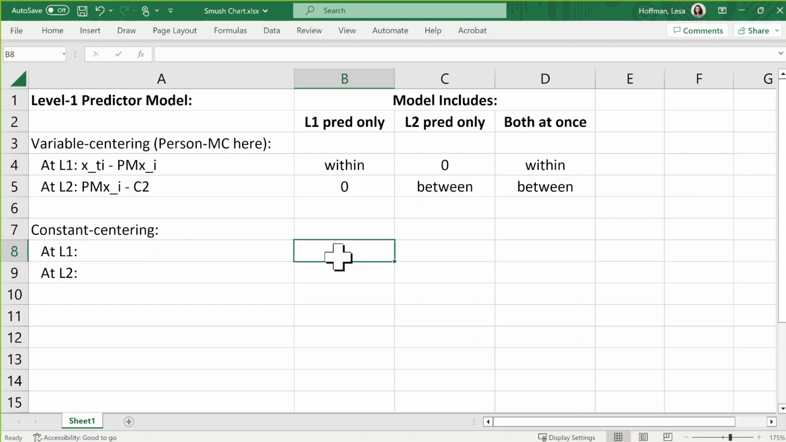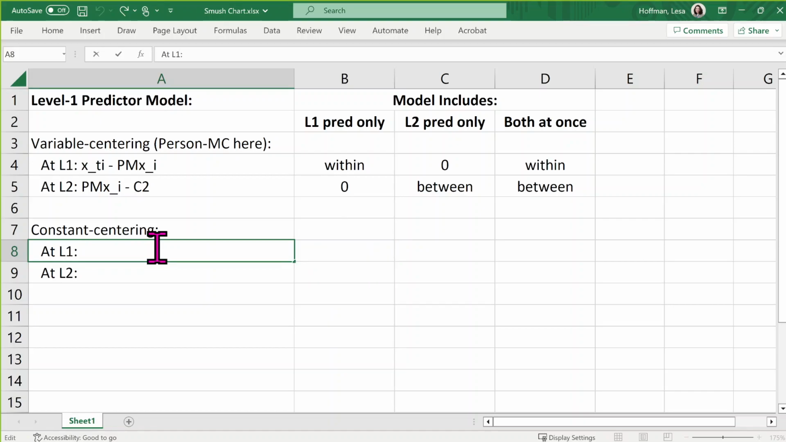Now the other way. This is the tricky way. So if I do constant centering, what does my level 1 predictor look like? I'll start off with the same x_ti minus what? Yeah, I called this C1 in the notes because it doesn't have to be the same constant. Doesn't matter what it is.